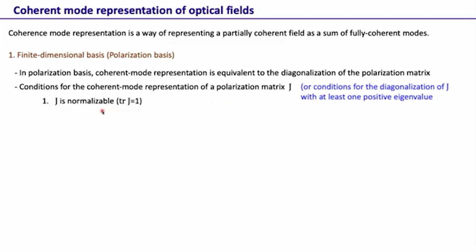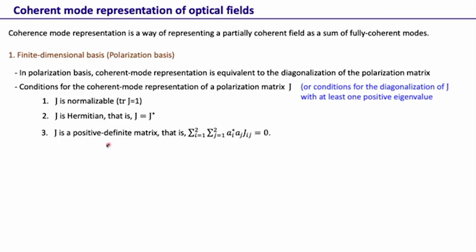Now the conditions that have to be satisfied are, first, that J has to be normalizable. That means the trace of J is equal to 1. That is the first condition. The second is that J has to be a Hermitian matrix. That means J equals J star. This condition is needed because we want the matrix J to represent a physical system, a physical field. And for the field to be a physical field, the matrix has to be Hermitian.